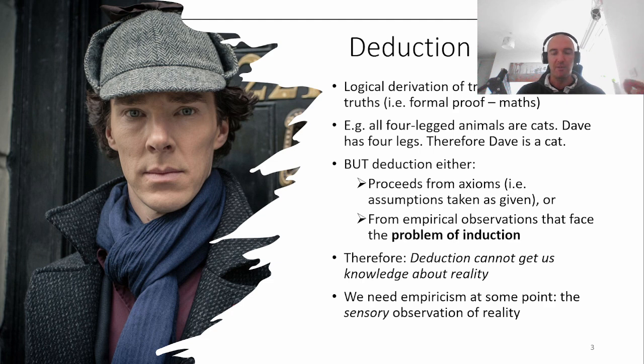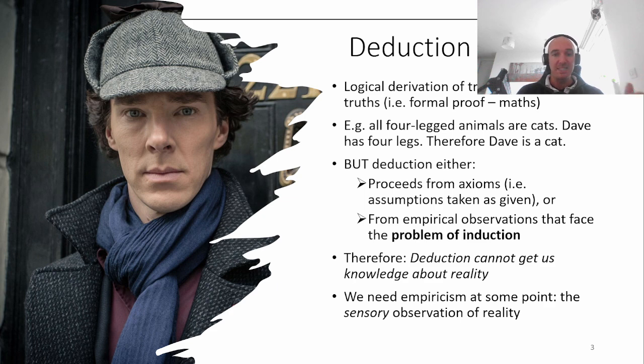If you don't have axioms, so assumptions that you take as given, you have to start from empirical observations. So I might observe that all cats have 4 legs, or that by default cats have 4 legs, or something like that. I've observed that. That's an empirical observation, and empirical observations have the problem of induction, which we'll talk about on the next slide.